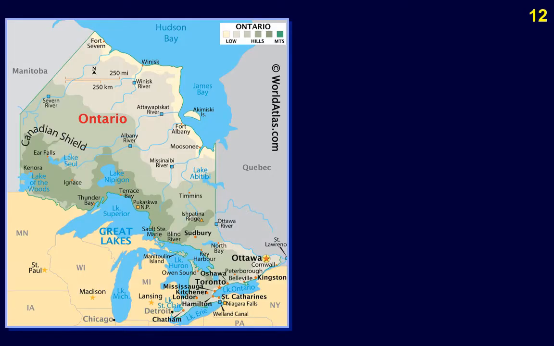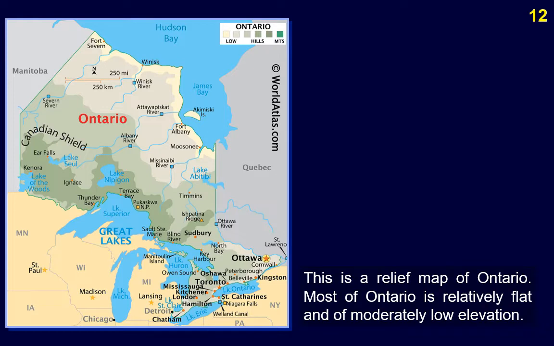This is a relief map of Ontario. Most of Ontario is relatively flat and of moderately low elevation.